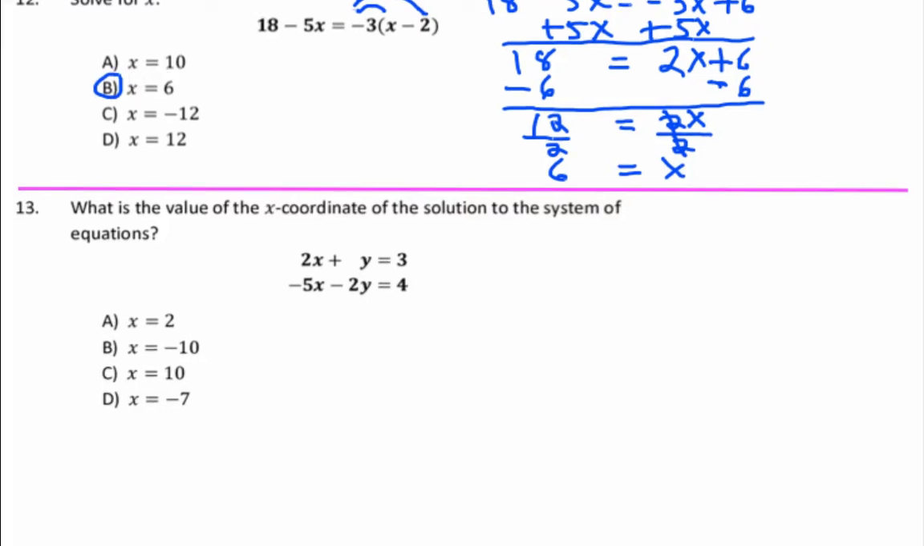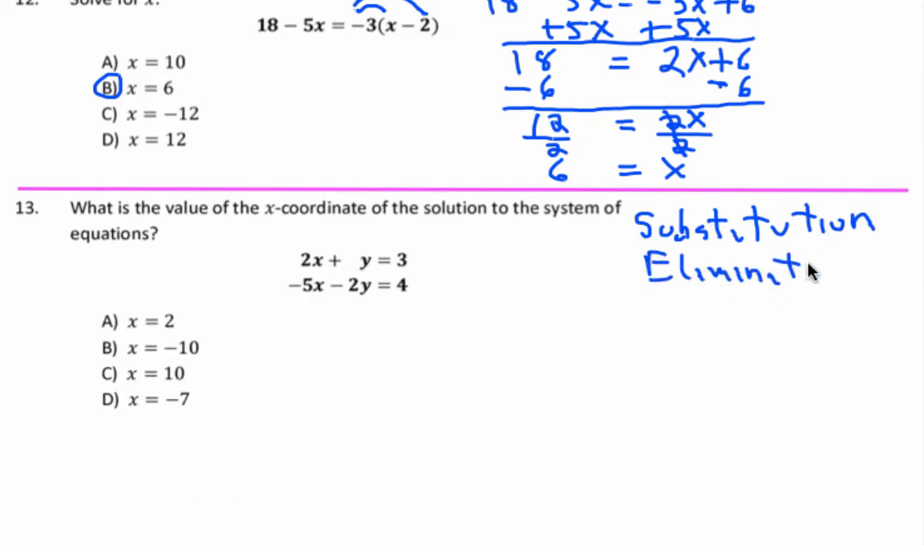Problem number 13 asks you to solve the given system of equations for x. I encourage you to look at problem number 13 on sample A. I solve it in much more detail. There are two methods of solving a system. One of them is called substitution, and the other is called elimination.